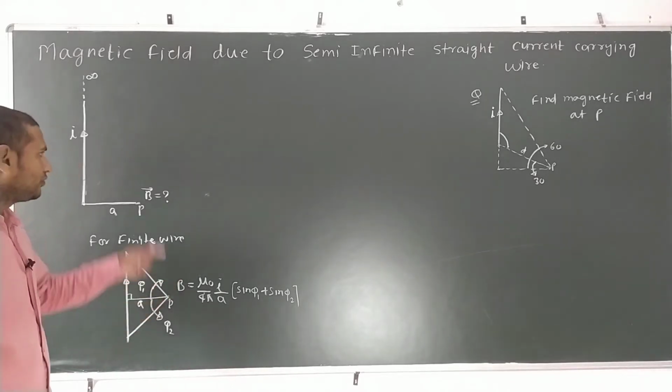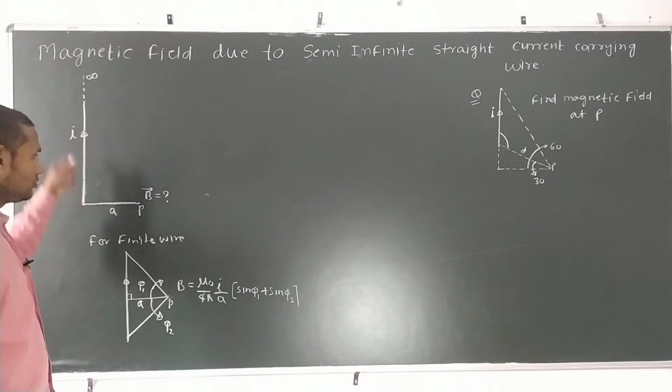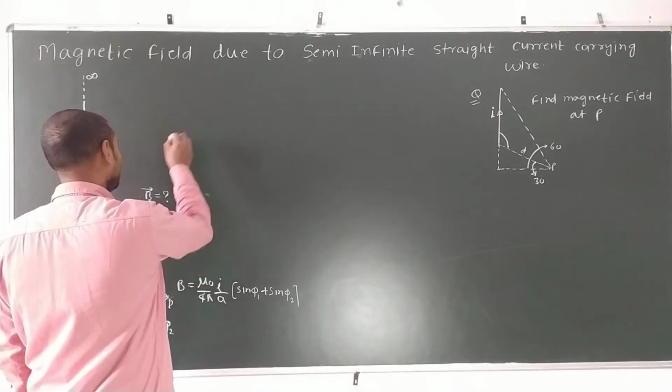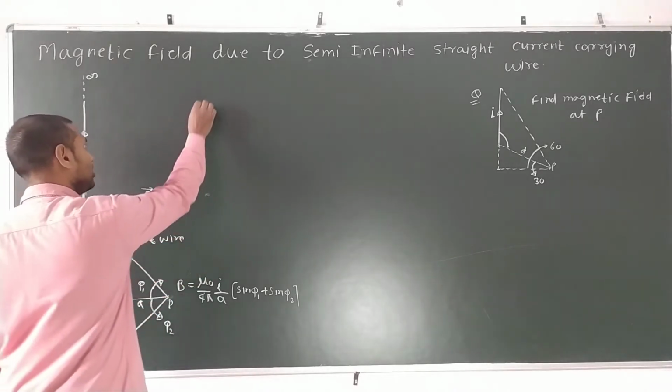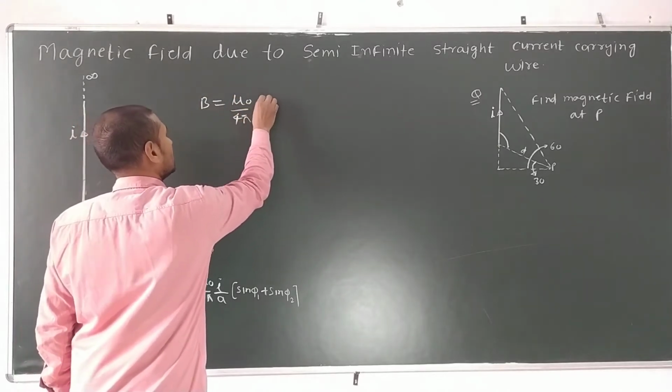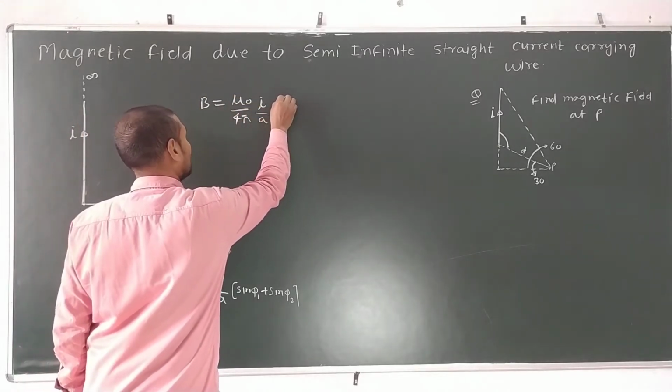So we use this concept to find out the magnetic field at point P due to the semi-infinite straight current carrying wire. Let us say this is the magnetic field B. So B becomes how much? Mu naught upon 4 pi, I upon A, sin phi 1.